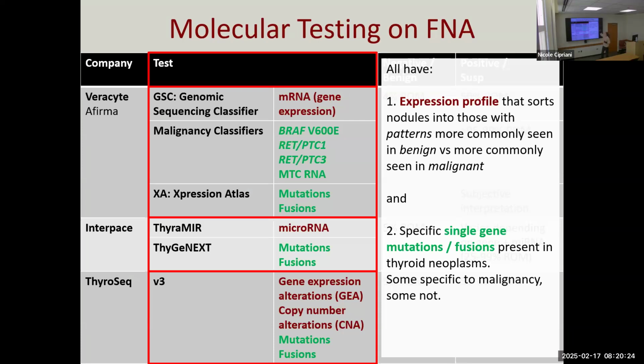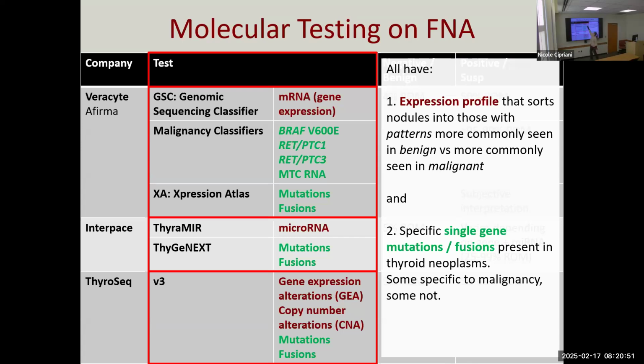They will report out a gene expression profile, whether that be from messenger RNA or microRNA patterns, that basically sort the nodules into patterns that are more commonly seen in benign and more commonly seen in malignant. These are proprietary, these are not specific gene mutations or fusions, these are messenger and microRNA profiles that either sort with benign or sort with malignant.